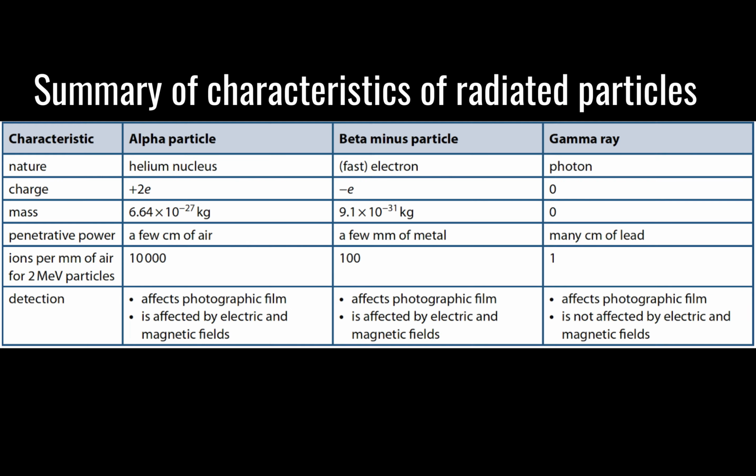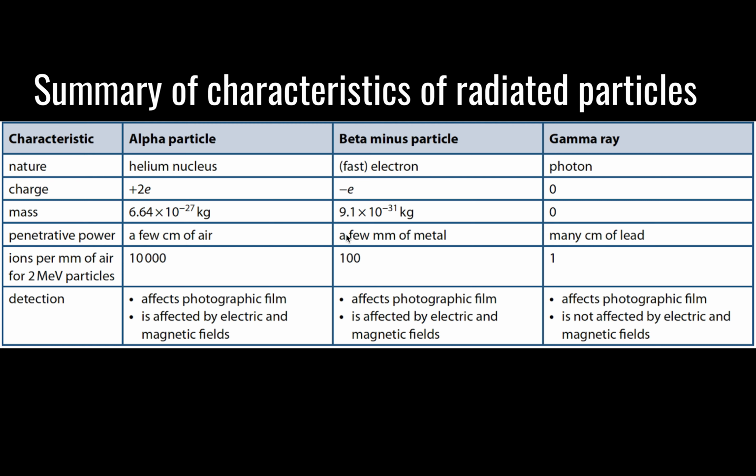So there you go. Here's a summary of the characteristics of radiated particles. I don't want to read the whole table for you because you can probably work it out yourself. These mass values are in your data booklet. Penetrative power is not in your data booklet, okay? And it is important that you know this. So our alpha particle only travels a few centimeters into air. So our alpha particle can literally be stopped by a piece of tissue paper.